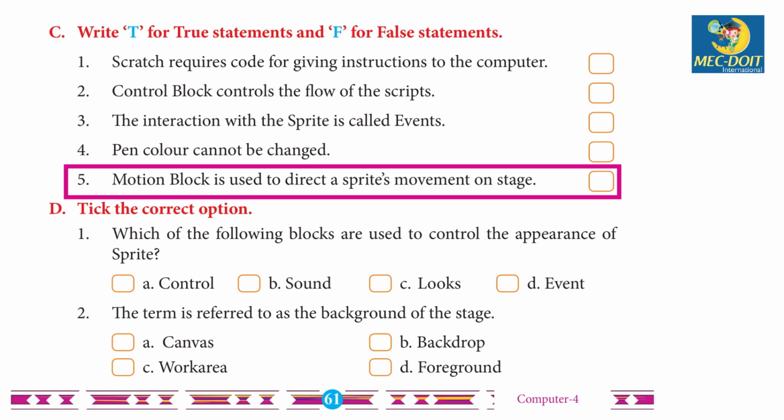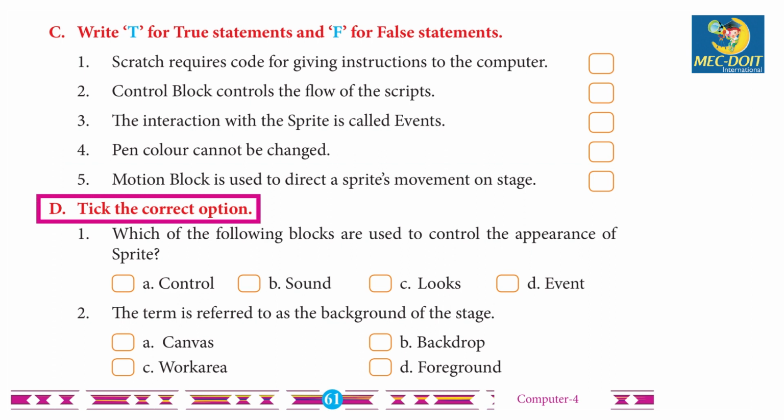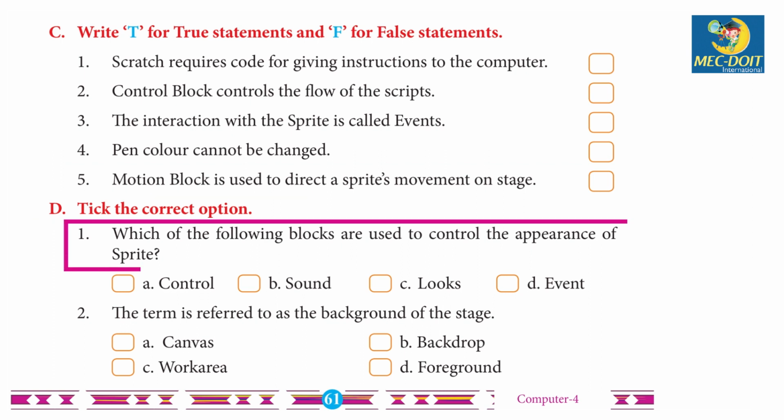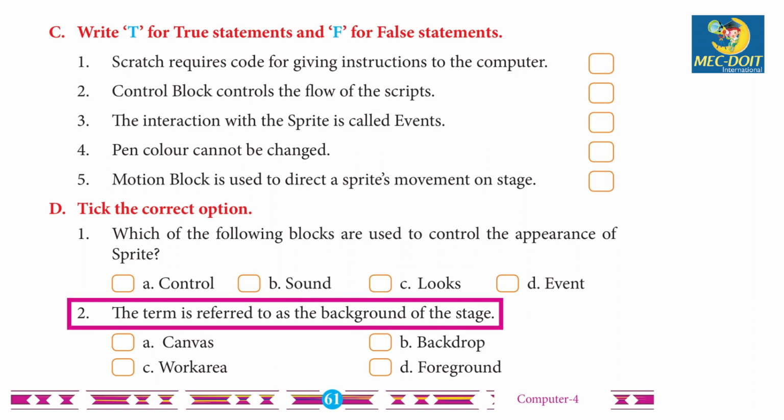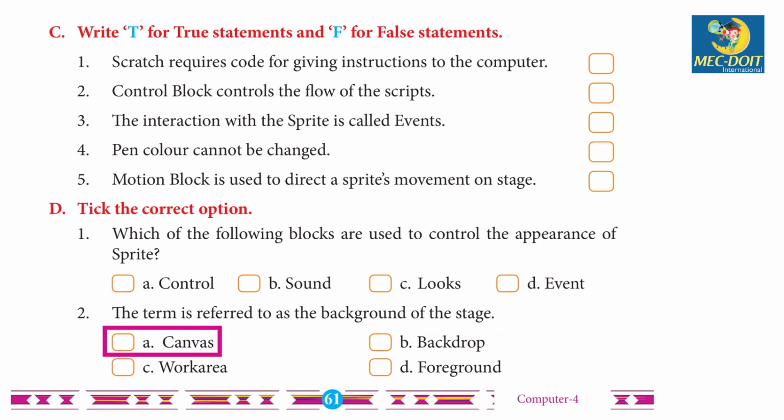D. Take the correct option. 1. Which of the following blocks are used to control the appearance of sprite? A. Control. B. Sound. C. Looks. D. Events. Answer: C. Looks. 2. The term is referred to as the background of the stage. A. Canvas. B. Backdrop. C. Work area. D. Foreground. Answer: B.